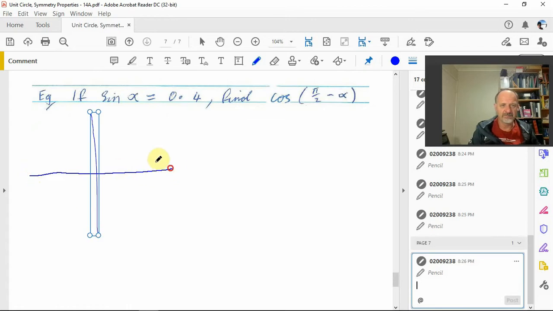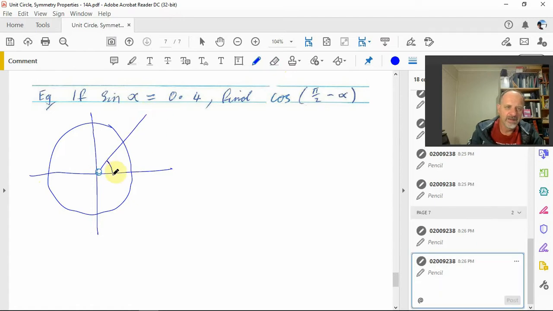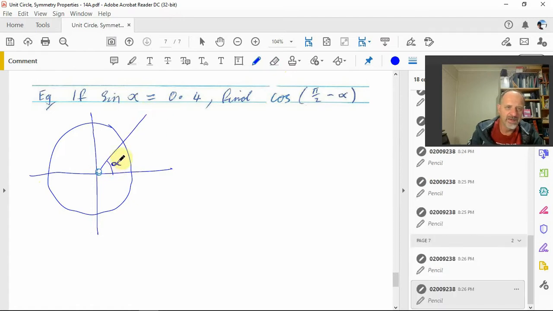Righto. Here's my unit circle. Here's my line there. It's safe to assume always that these angles would be in the 1st quadrant, and the sine of it, so if that's 1, the sine of it is 0.4. That length there, that's what we're talking about. All right, so pi on 2 minus alpha.